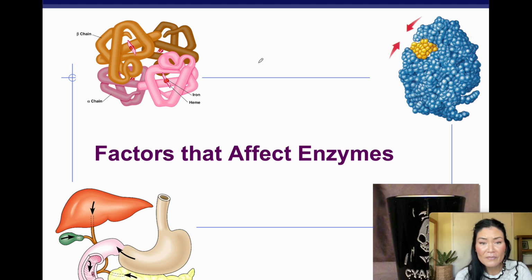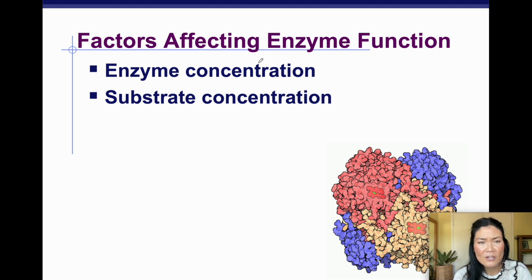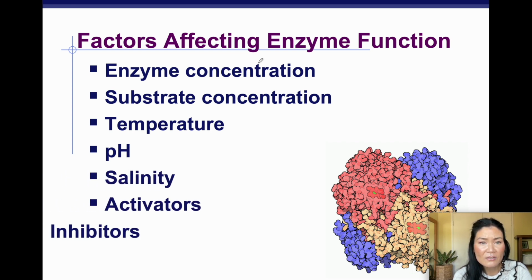All right, now we're going to talk about the factors that affect enzymes. What sort of factors affect enzyme activity? Because we talked about how enzymes are proteins, and as we know, the bonds that hold proteins in their three-dimensional shape are not necessarily the strongest bonds, like hydrogen bonds and ionic bonds. Those are not really that strong, okay? So there's enzyme concentration, substrate concentration, temperature, pH, salinity, activators, and inhibitors, okay? Those are the 7 factors that we'll be discussing in this video.